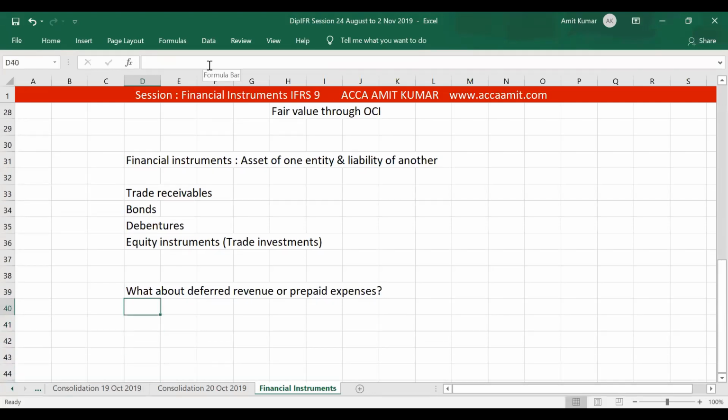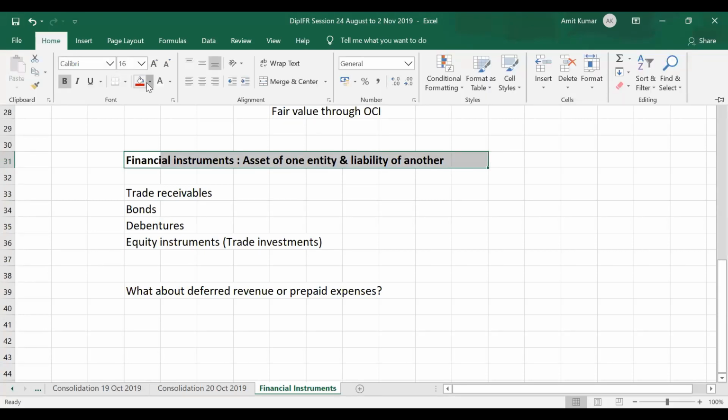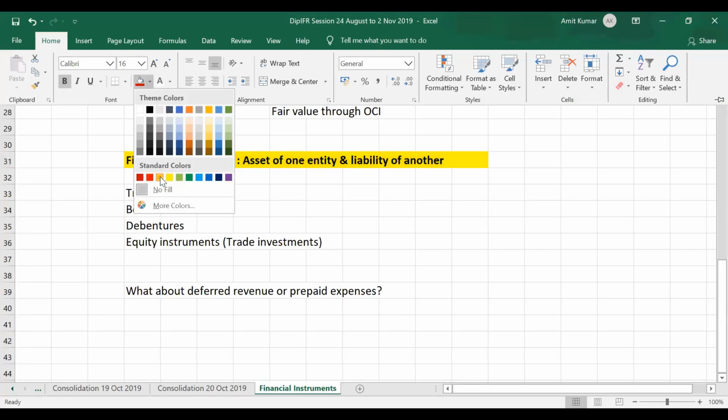In this case, it is not an asset of one entity and a liability of another. Deferred revenue, we are obligated to deliver some good or service. Prepaid expense is not an eligibility, and we are required to show it as part of our expenses in the future. So it has to meet the definition of a financial instrument: asset of one entity and liability of another. It has both characteristics, and there has to be a contract between two parties.